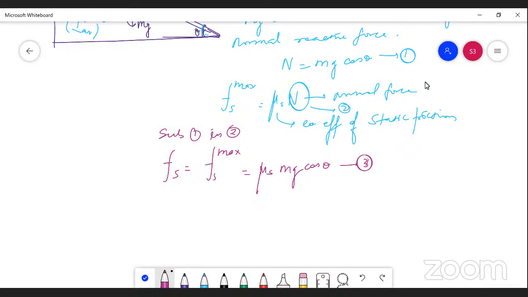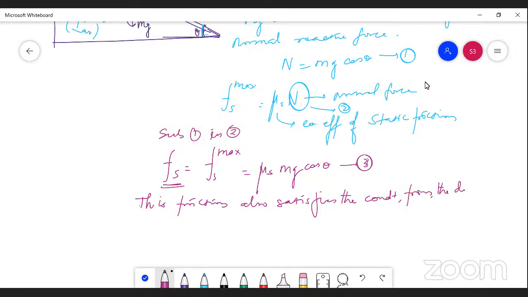When the object begins to slide or move, right at that point, I told you, the static friction value will become maximum, and right at that point, the kinetic friction comes into play. So the static friction value is Fs maximum, and that has been written as mu s mg cos theta. And this friction also satisfies the condition from the diagram.